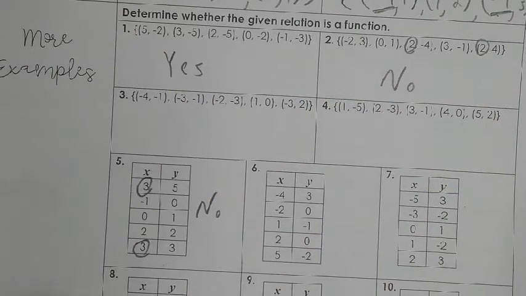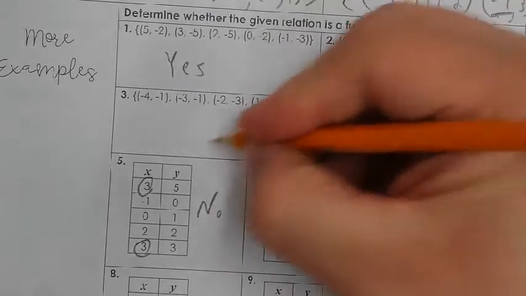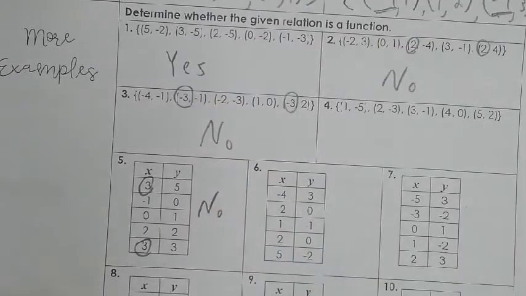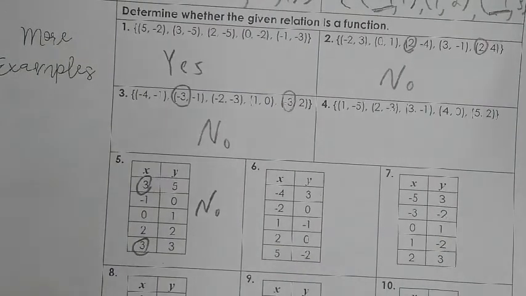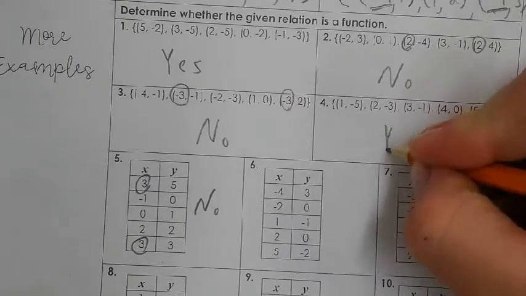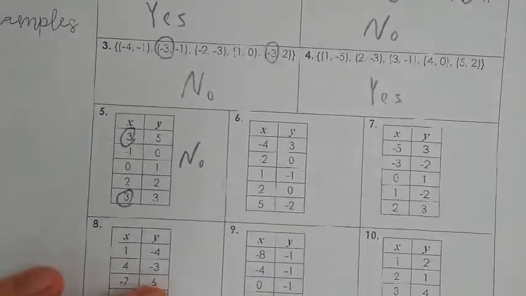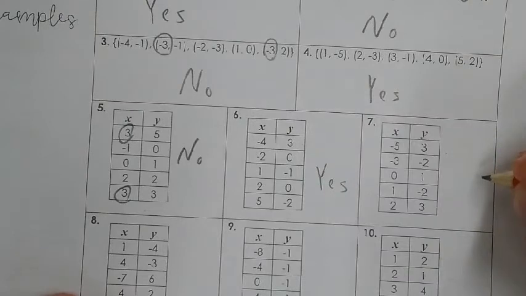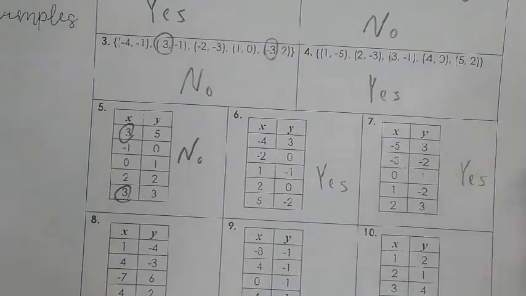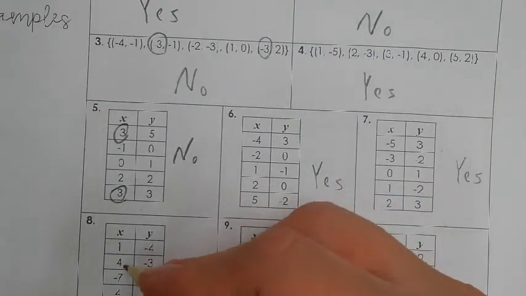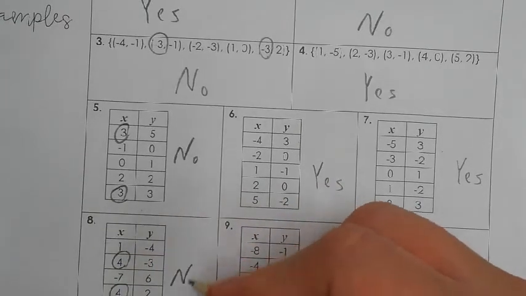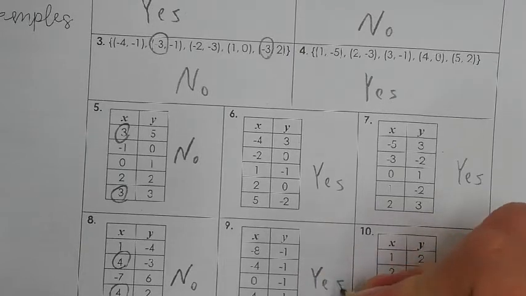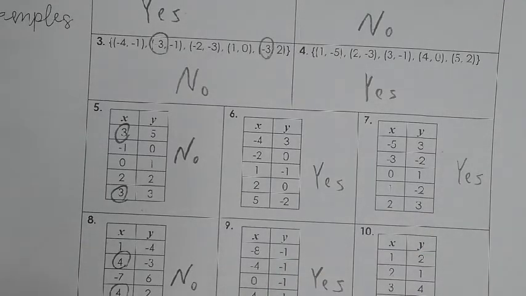What'd y'all get? No. Why not? Because it has a repeating x value, the -3. What about number 4? Yes. We already did 5 and 6. Yes. 7, yes. 8, no. What's up with 8? The 4. 9, yes. And so as not to confuse people, the -1 repeats on the y every time.